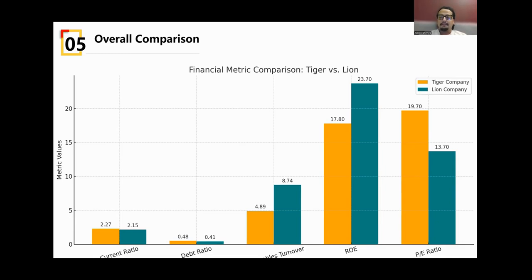Then there's efficiency. Lion has demonstrated superior asset and inventory turnover, meaning it's able to convert its resources into revenue more quickly. This reflects better internal management, operational discipline, and responsiveness to market demand. And finally, we looked at valuation. Lion's price-to-earnings ratio is lower, meaning investors are paying less per unit of earnings, which makes it more attractive from an investment standpoint. Taken together, these factors create a strong case for Lion Company being the better performer overall.